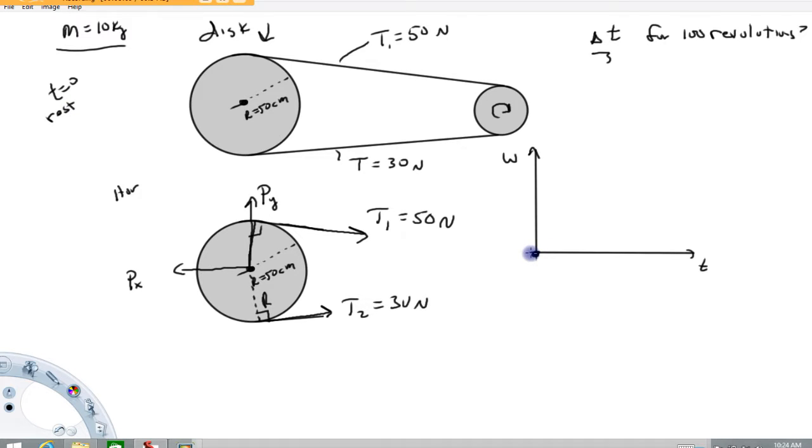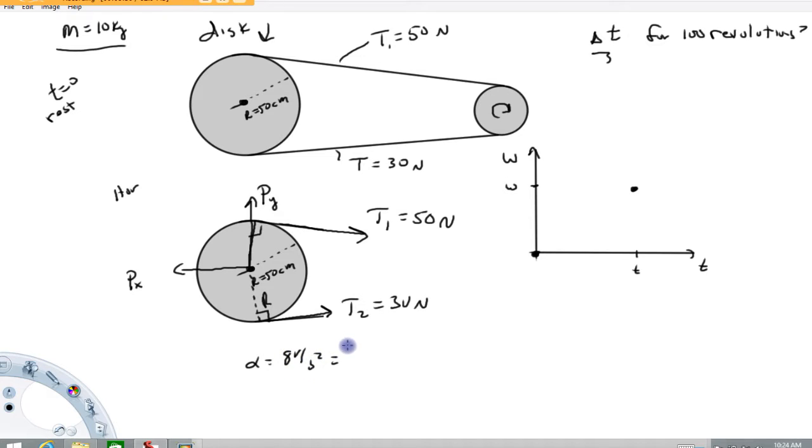Now, sometime later, the angular velocity I don't know, but it's got to be some numerical value. What I do know is the acceleration, right? We had just calculated the angular acceleration, and I believe I had 8 radians per second squared.